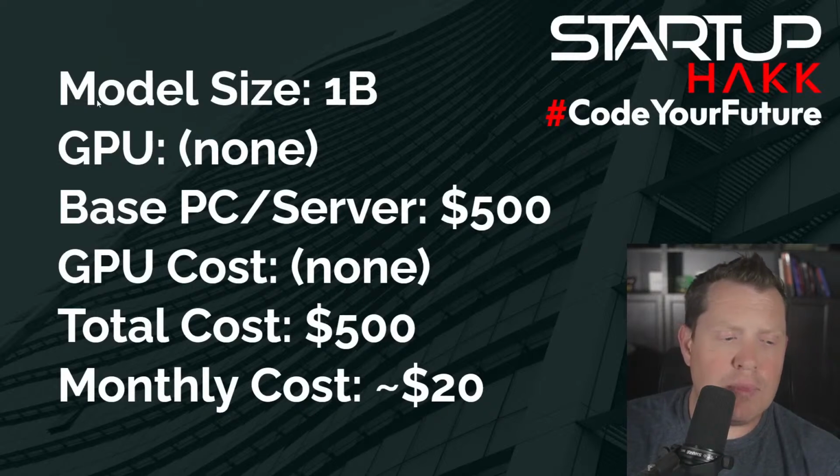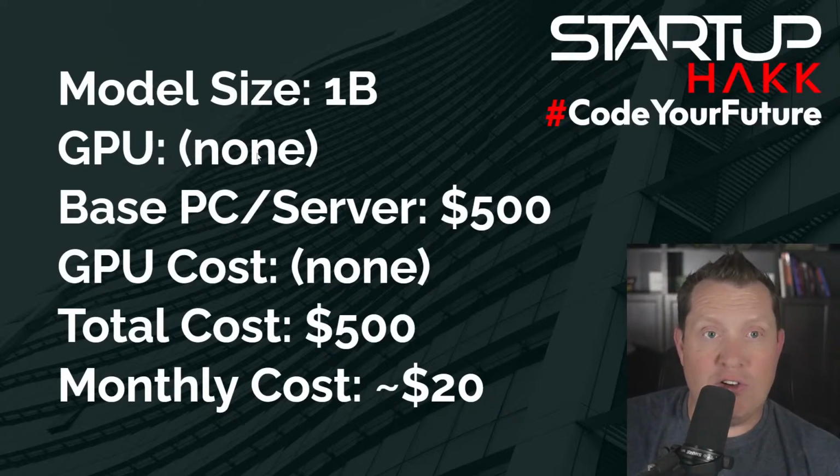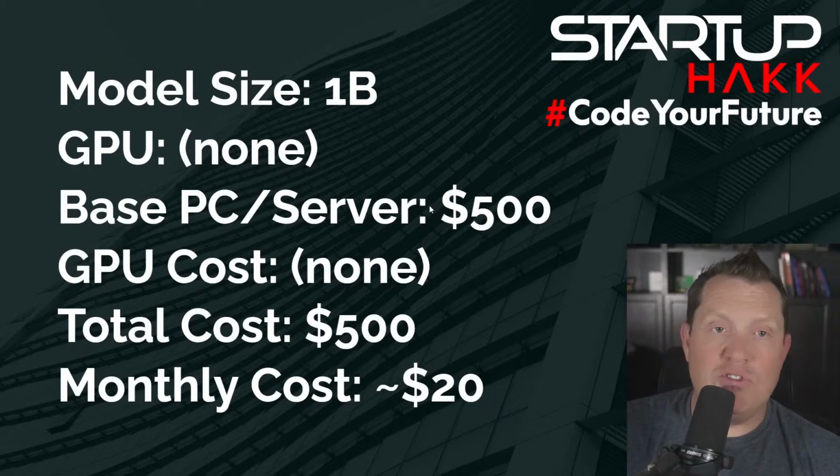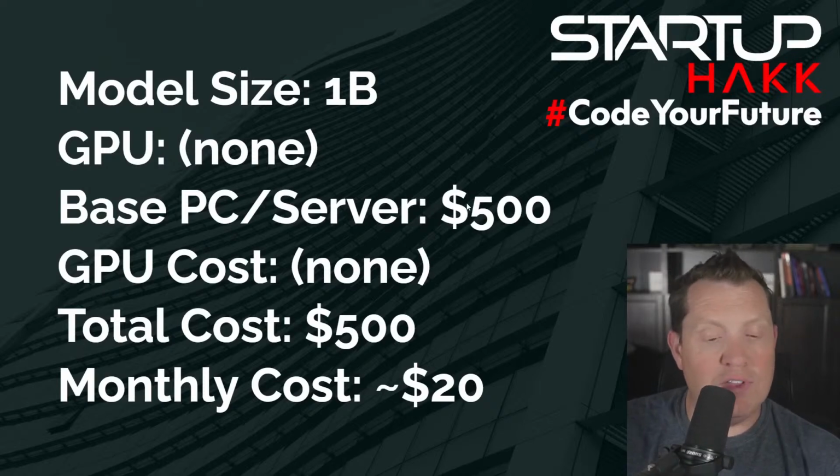So in order to run the DeepSeek 1 billion model, which is their lowest one, you actually don't even need a graphics card for this. You can run it just on CPU. It's designed to run on one CPU. So let's say you pick up a decent gaming machine off of Facebook Marketplace for $500. There's no GPU, so there's no extra cost for that. Total cost $500, and it costs you about $20 a month.